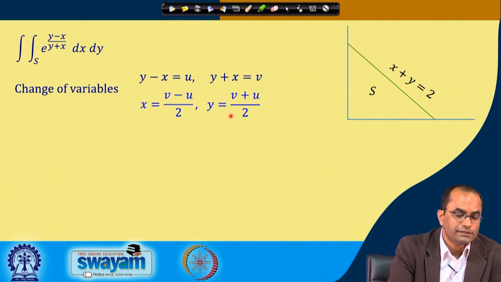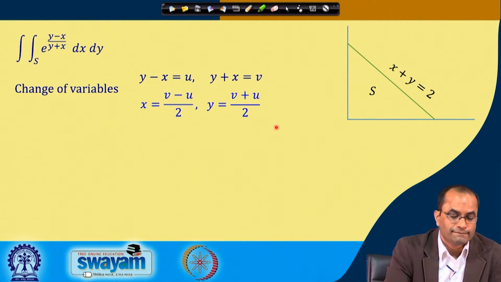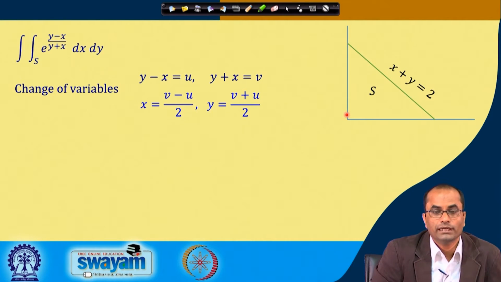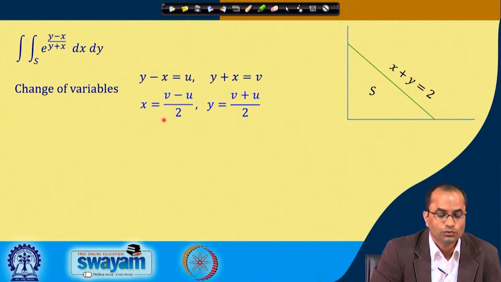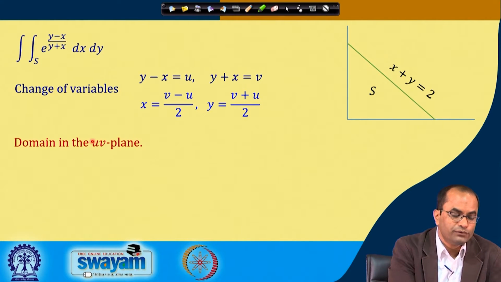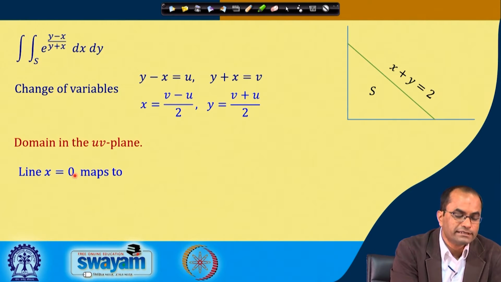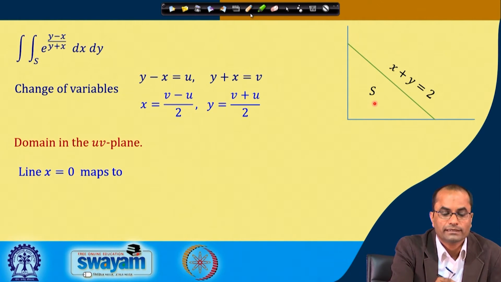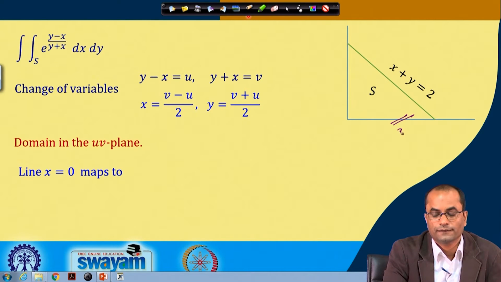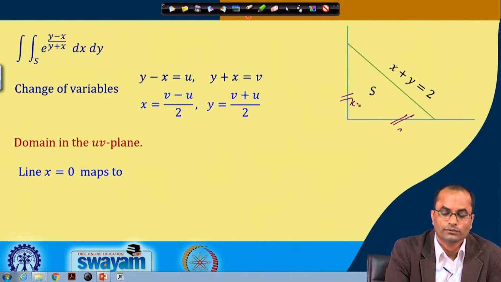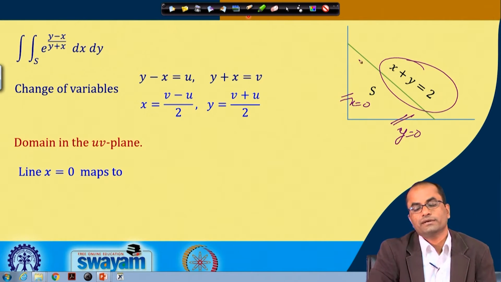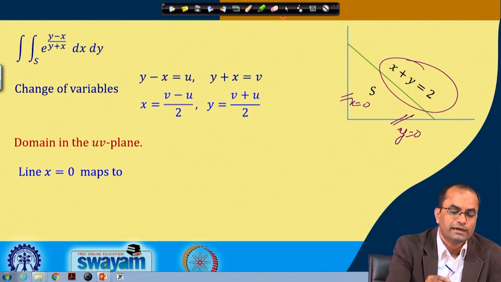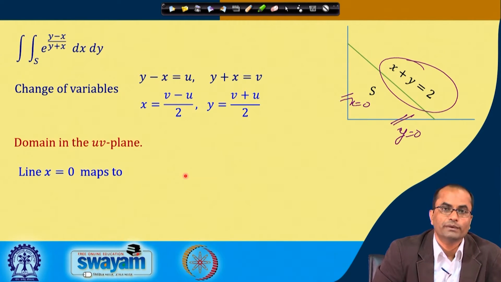Now, with this change of variable, we have to see the new domain corresponding to the new variables u and v. The domain for the u and v plane: we have this line x is equal to 0, and we have y is equal to 0, and we have the line x plus y is equal to 2. Having this, we have to see the new domain in terms of variables u and v.